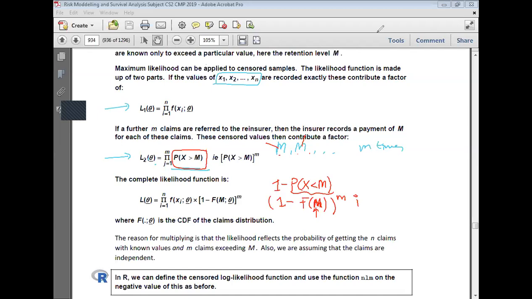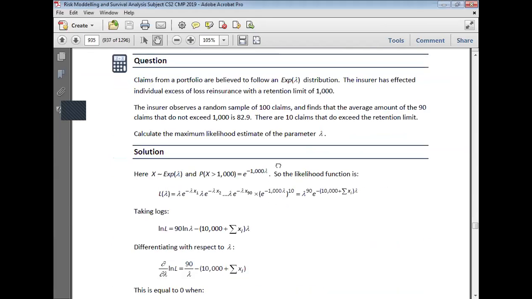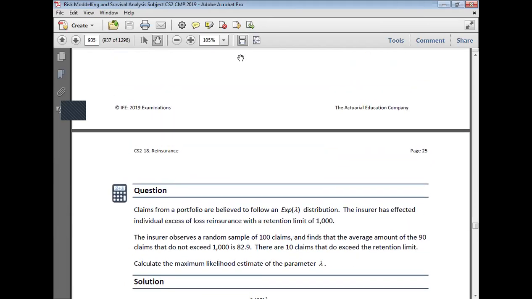Okay, so I think I will just quickly take us through one example of the likelihood function here. So, okay, let us try to devise our likelihood function. And I think that is the only part that we have to concern ourselves with. The rest of it is just solving like any other likelihood function. So, okay, let us start with the question that we have.